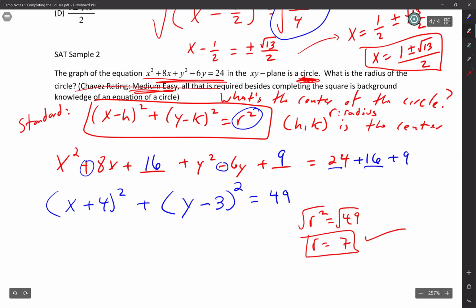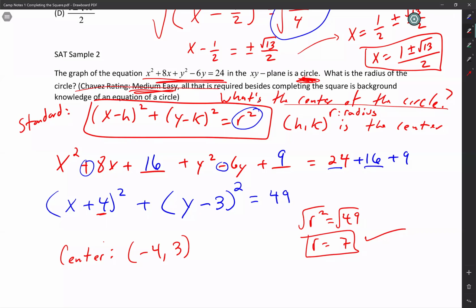Now, I haven't answered the second question. The second question is, what's the center of the circle? The center of the circle is negative 4. Well, let's do it correctly in math terms. So you should probably write the word center and then put a colon and then write your coordinate. Negative 4 comma 3. So there it is. That's my center of this circle, and the radius is 7.